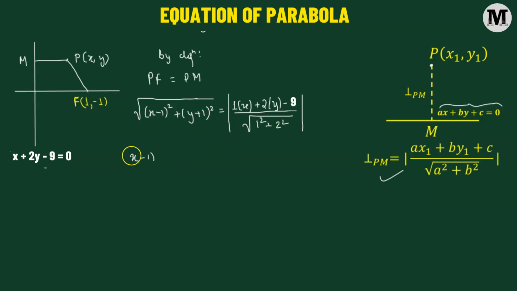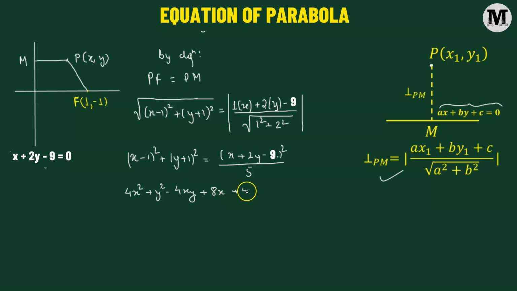Squaring both sides gives us x minus 1 whole squared plus y plus 1 whole squared. This will be equal to x plus 2y minus 9 whole squared divided by, so here we have square root of 5 in the denominator. Squaring it gives us positive 5. What we can do, we can simplify this, and that's going to give us 4x squared plus y squared minus 4xy added to 8x plus 46y minus 71 equals 0. And this is the required equation of the parabola. So we've successfully obtained the equation of a parabola.